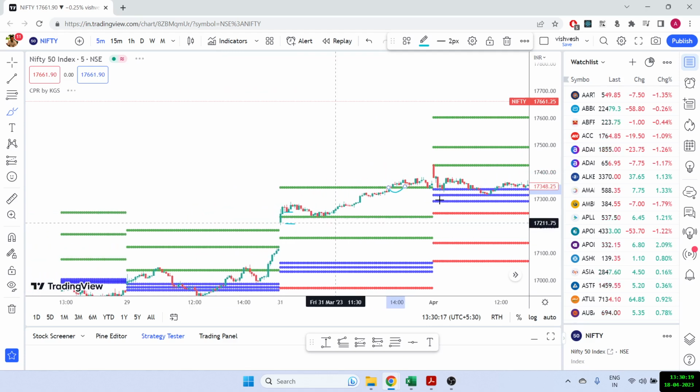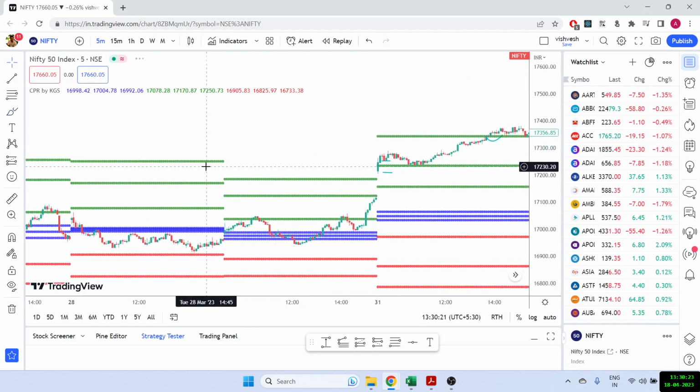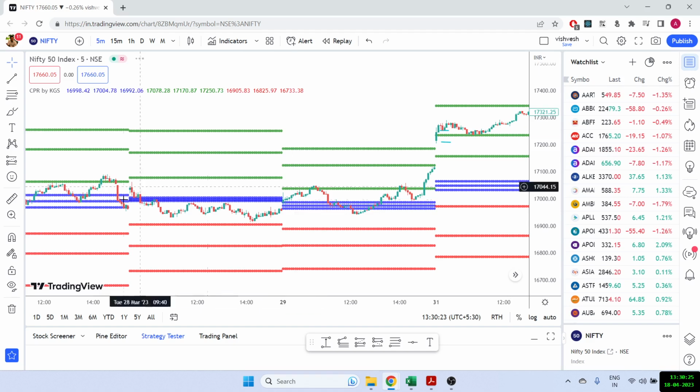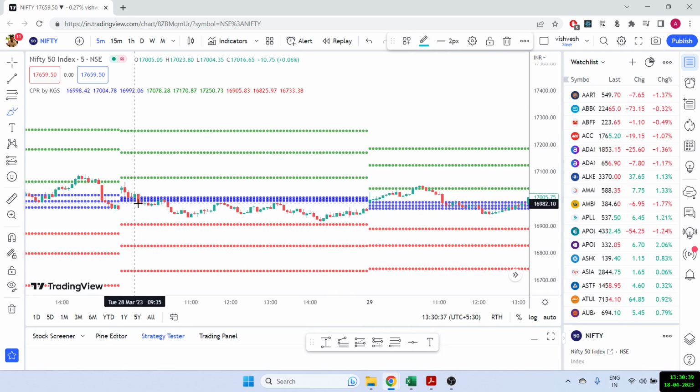Let's see more examples. Let me try to find a selling example if possible. Okay, here is a selling example also. So again a narrow CPR, so I'm waiting for one of the pivots to break. So it broke, the red candle actually broke from top to bottom. So I'm looking for a sell entry now.